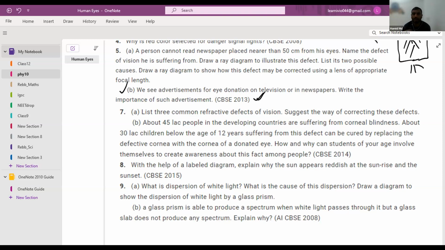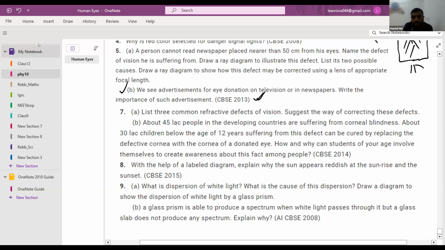Who will answer the part B? Who will answer the part B? Tejasvi, will you try? Yes, sir. Who will answer this?